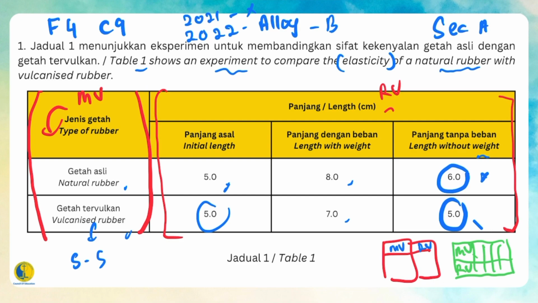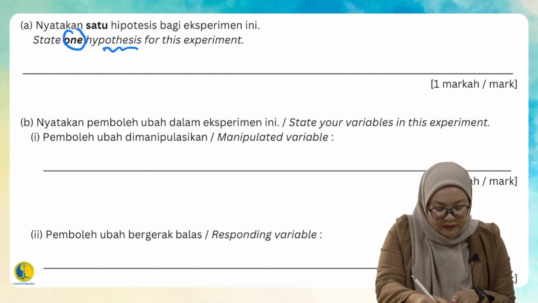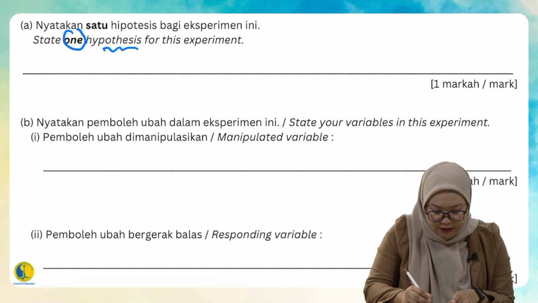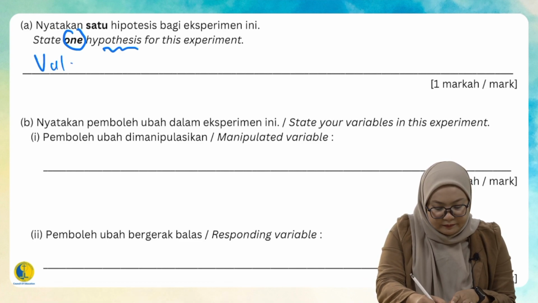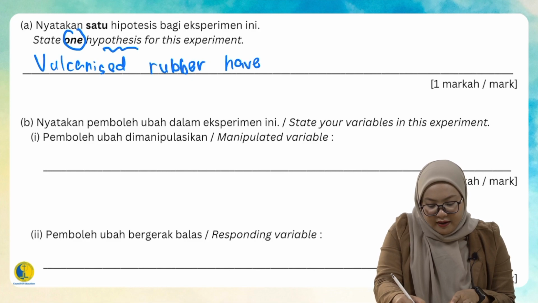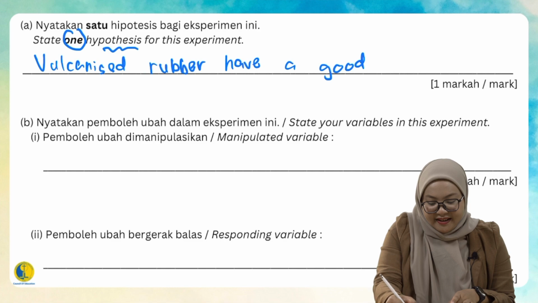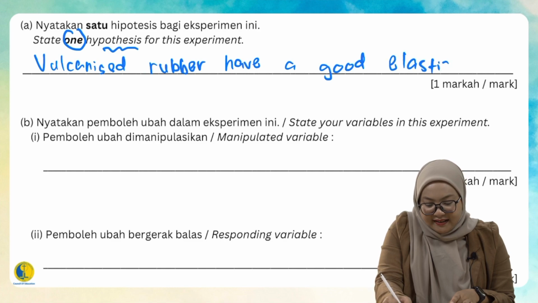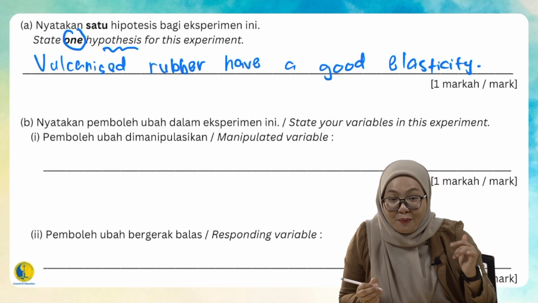So what can you conclude? Manipulated variable, pick one. I will choose the vulcanized rubber. The vulcanized rubber has a good or high elasticity. That's all. Easy peasy. So you can write: the vulcanized rubber has a good elasticity. Settle. 1 mark for you.